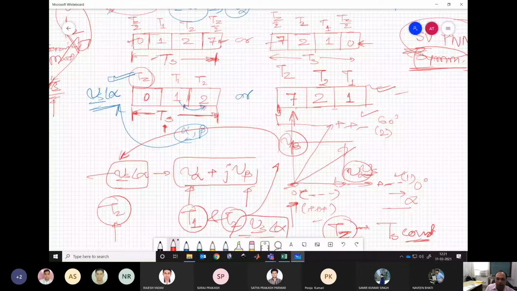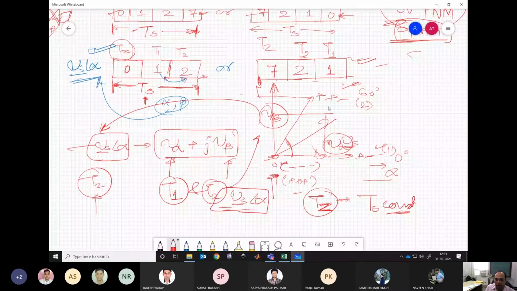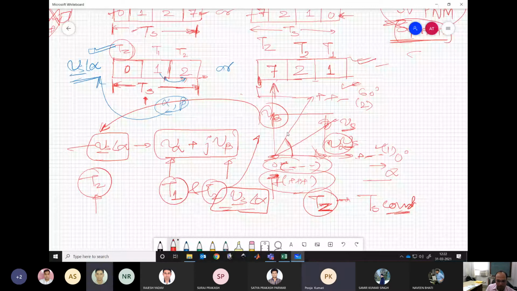We can apply any vector as long as the two vectors are different in terms of angle. There is some angle between these two vectors which we are using for realization of any vector Vs, and then the zero vector for maintaining the constant Ts. There is no confusion in this, right? Okay, then next step.